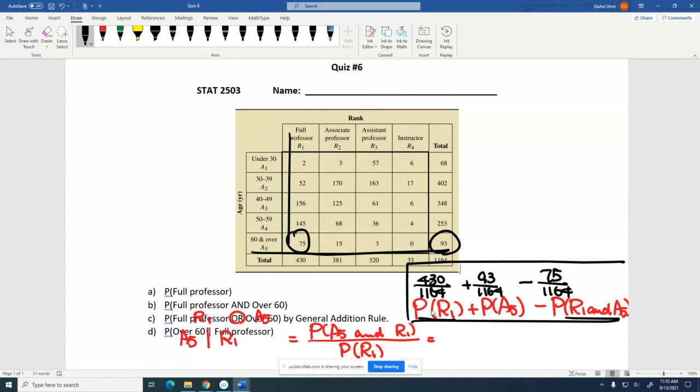And separately, did you get the probability of the full professor before? 430 out of 1164, right? I told you we can always cancel out the denominators. And finally, the fraction will be this. Got it. Okay, thank you.